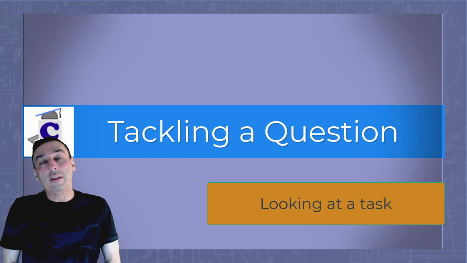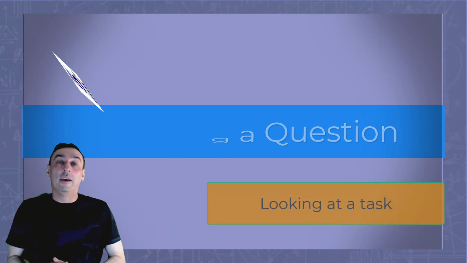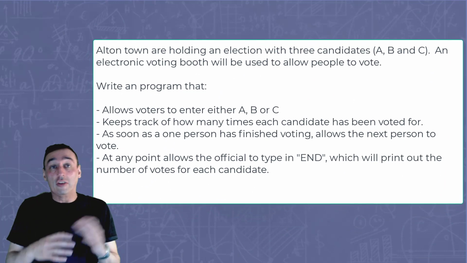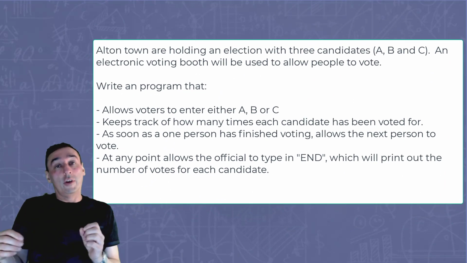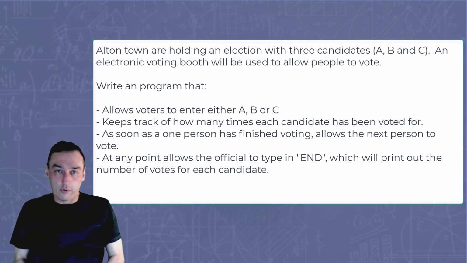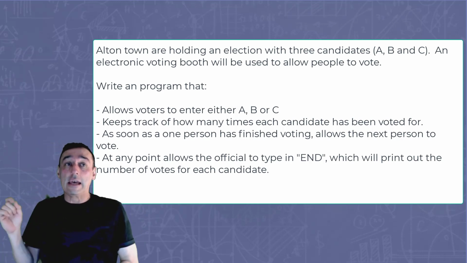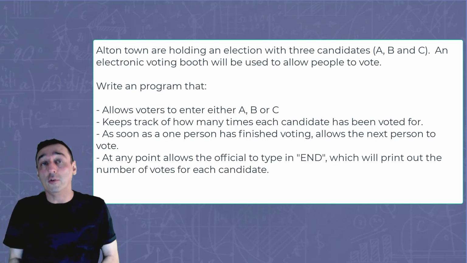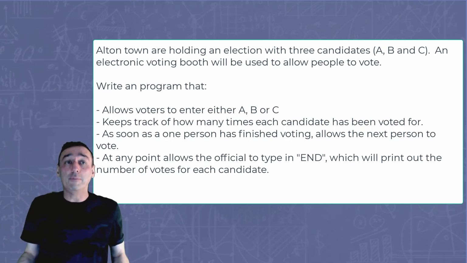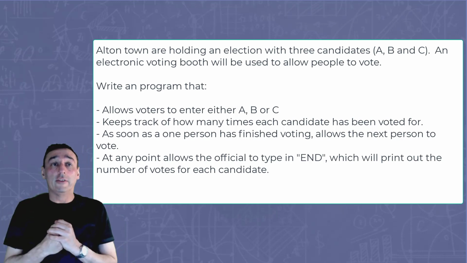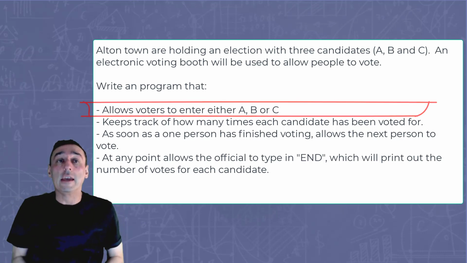So the next part is to look at breaking down a particular task. We're going to take 2 approaches, a simple approach and a slightly more advanced approach. So take this problem here. Alton Town are holding an election with 3 candidates, A, B and C. An electronic voting booth will be used to allow people to vote. So this is a simple problem which allows the voters to vote either A, B or C.